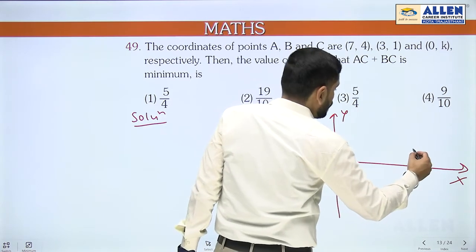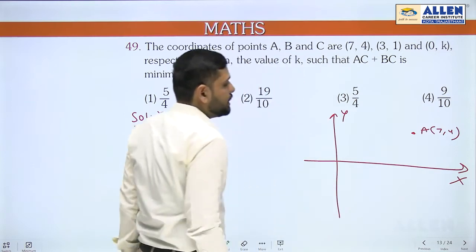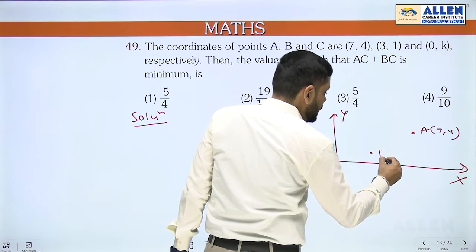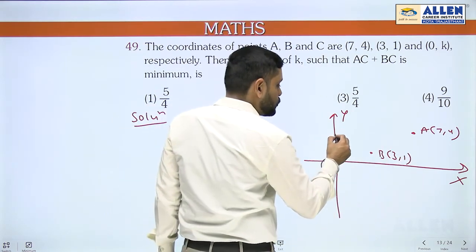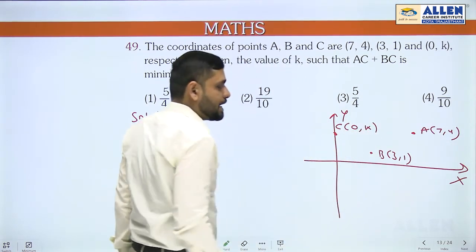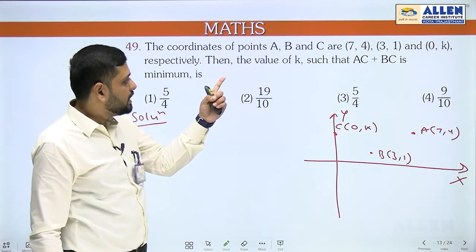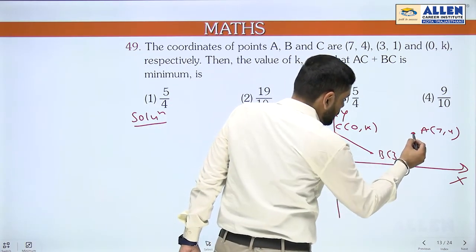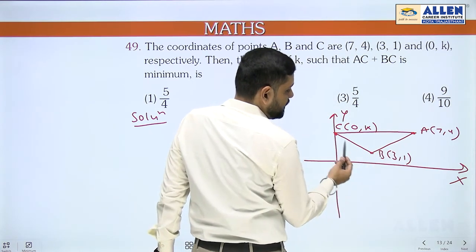Let's take A as (7, 4), and it is somewhere here. B is (3, 1), so let's take it somewhere here, and C is (0, k). So it will definitely lie somewhere on the y axis, because the x coordinate is 0. Then we need the value of k such that AC + BC is minimum. We need to take AC + BC minimum.